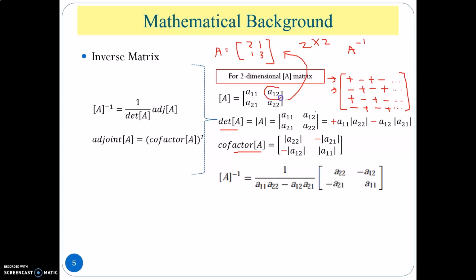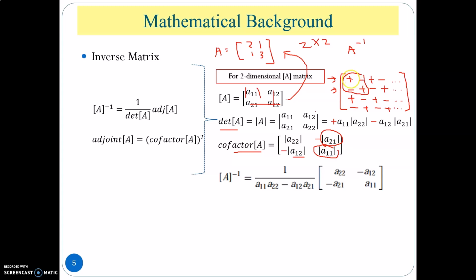For the second element, cross the row and column corresponding to it, and take the determinant for the remaining term. Then you should be able to obtain this result. By using the same approach, cross the row and column for this element, and you should be able to obtain determinant A12 for this. Then cross the row and column for the last element, you obtain the determinant A11, which is this answer. And then you apply the convention sign here.